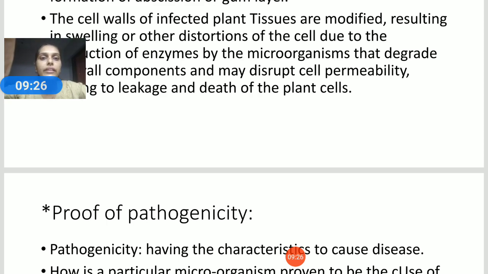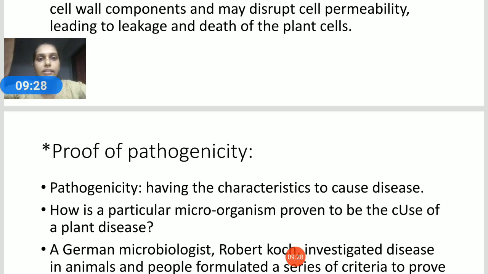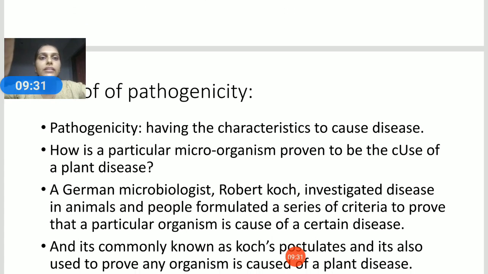Now the next point is the proof of pathogenicity. What is pathogenicity? We all know it is having the characteristics to cause disease. It is known as pathogenicity. How is a particular microorganism proven to be the cause of a plant disease? How is a particular microorganism proved to cause the plant disease?